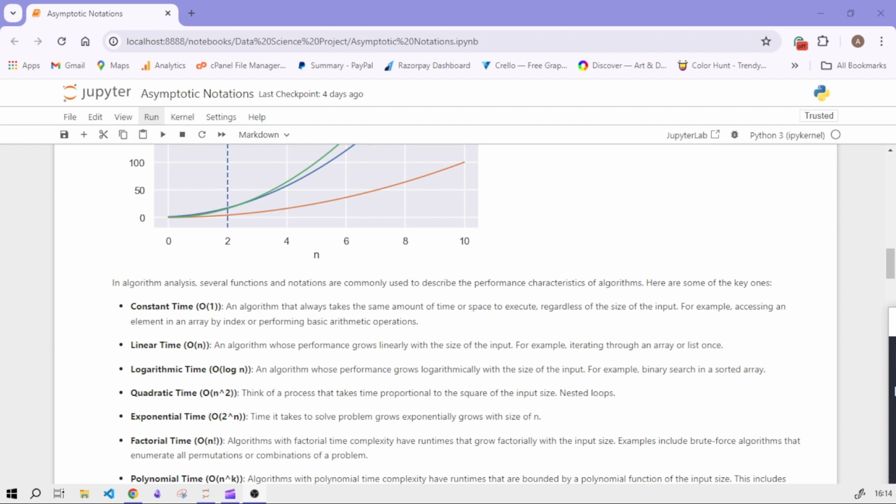Now in practice, our goal is to figure out the most efficient algorithm for our problem.